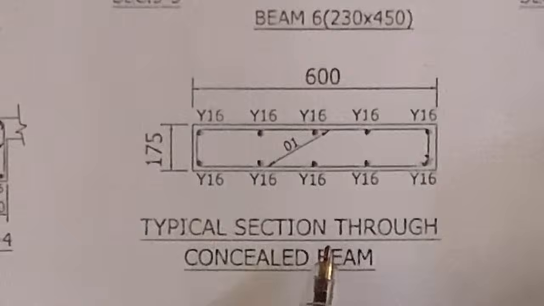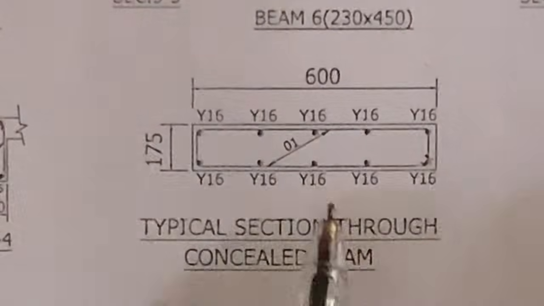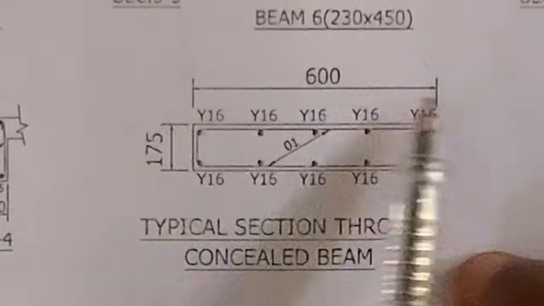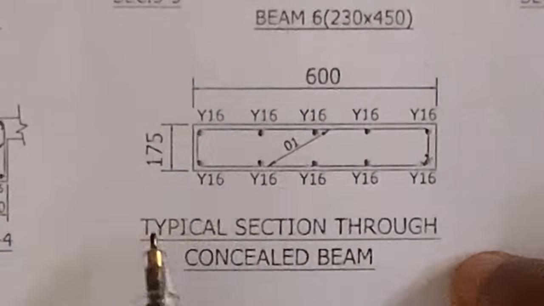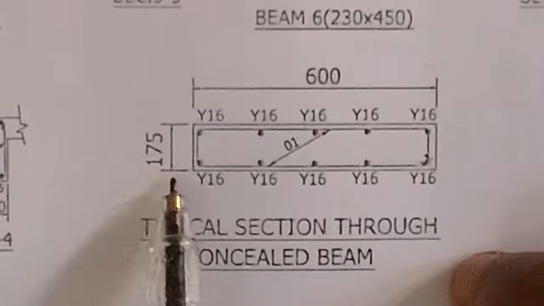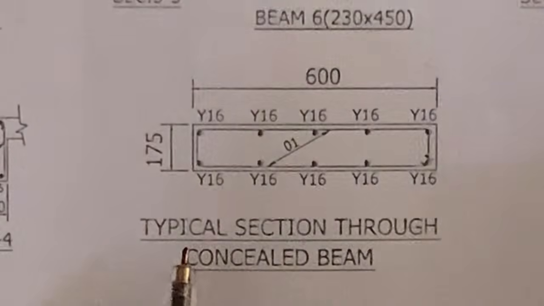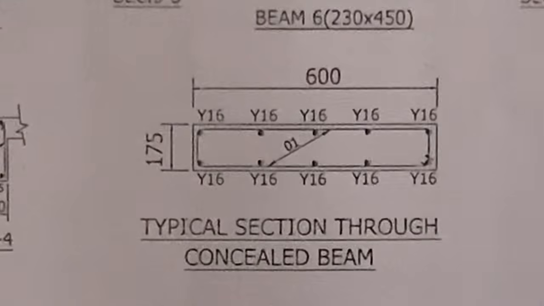Remember, this is the section. So when you cut through that concealed beam, this is what we have. The width of the beam is 600 mm, and the thickness is 175. What they mean by concealed is that maybe the ceiling is going to be covering the beam, so the viewer will not be able to see the beam inside of the room. Because the ceiling is covering the beam, that is what it means by concealed.